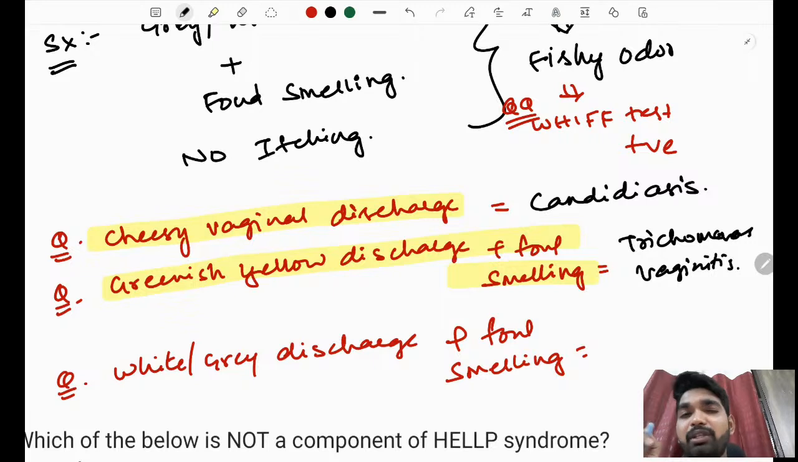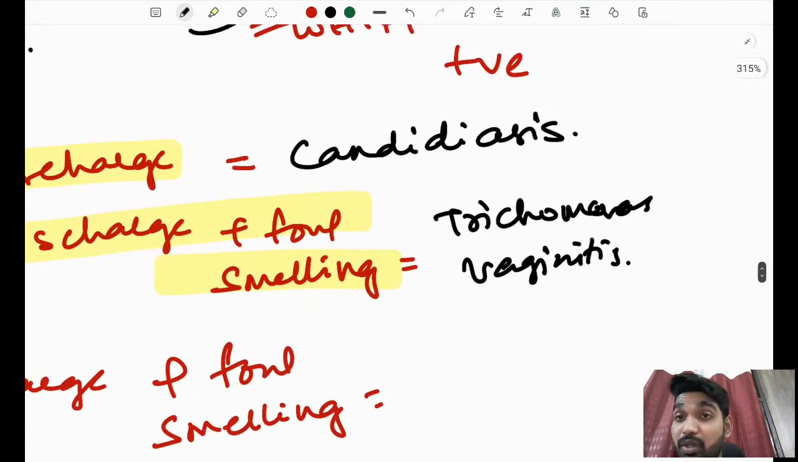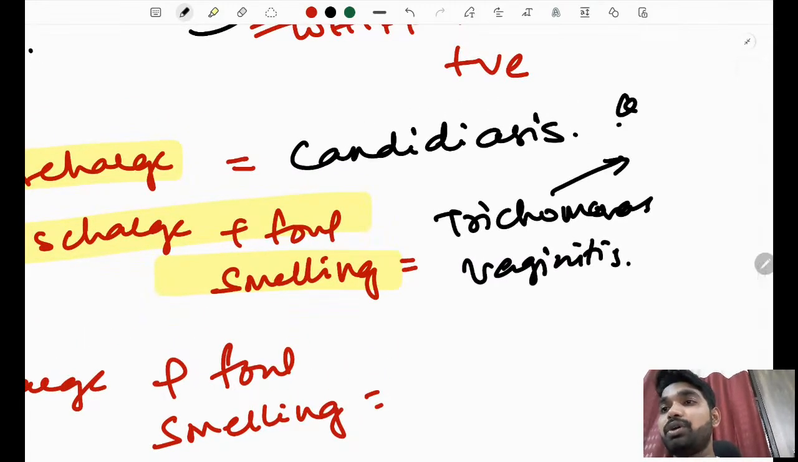One more important point that you should remember about trichomonas vaginitis is, can you tell me one important sign you will see on physical examination in trichomonas vaginitis infection? Excellent, Geeta. Excellent, Priyadarshini. You are right. It is strawberry vagina. In trichomonas vaginitis, this is again one more important MCQ.